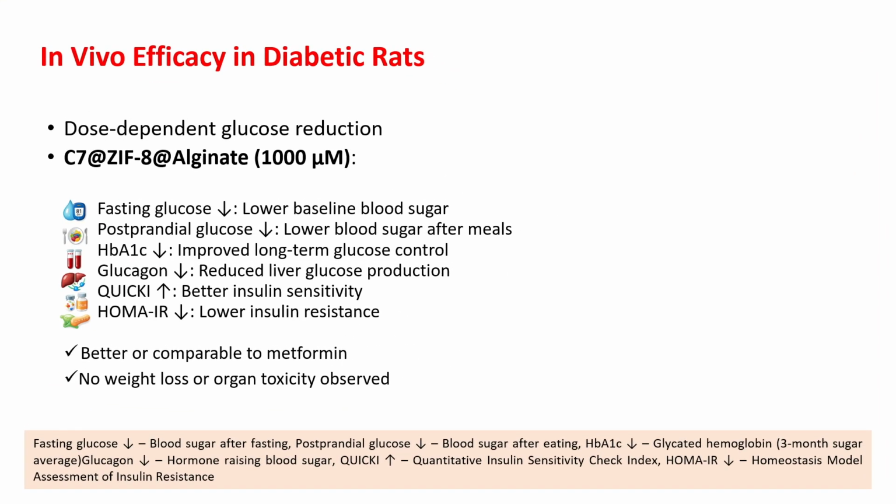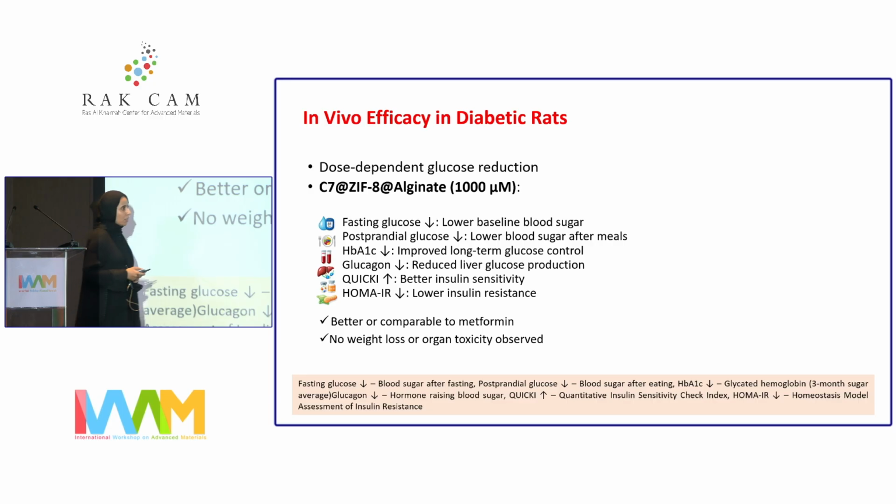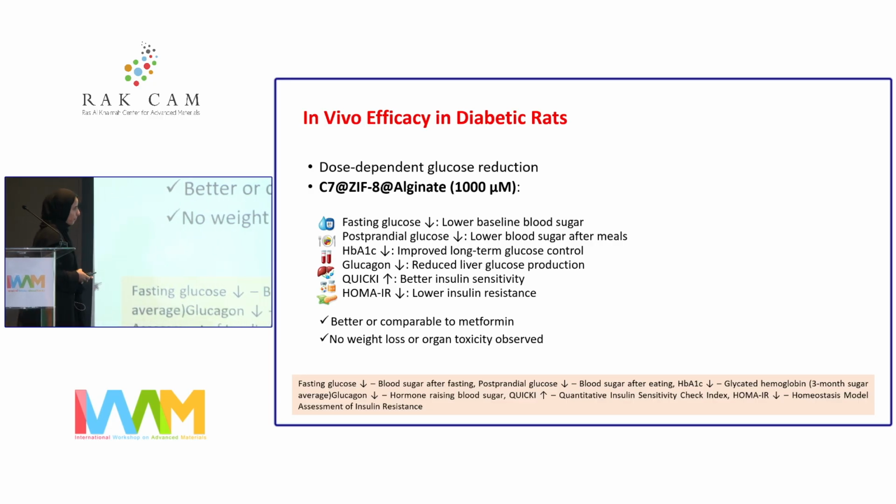The in vivo result here shows that our formulation lowers the fasting glucose and the post-glucose, lowers the production of glycogen from the liver, and the most interesting thing is that it increases the sensitivity to insulin and also reduces insulin resistance. In general, the C7 formulation shows a better result than metformin. Also, no weight loss or toxicity was observed.